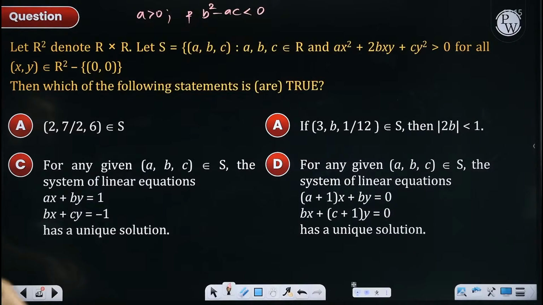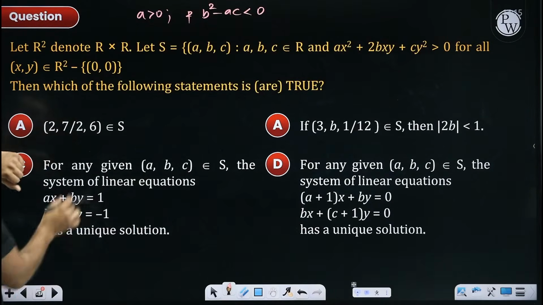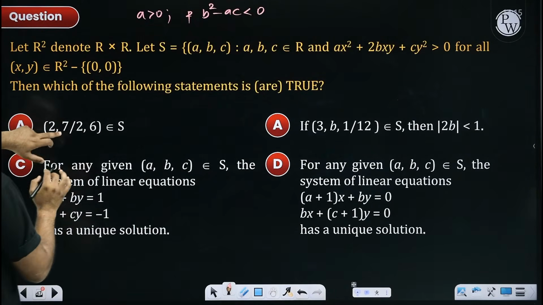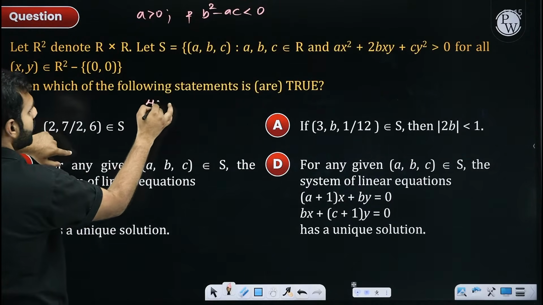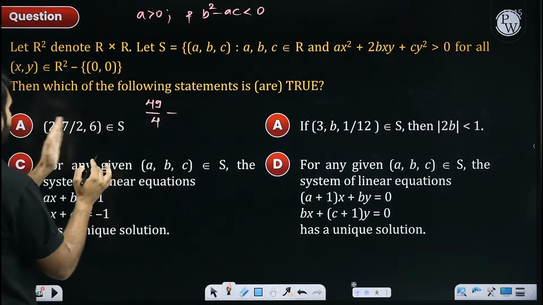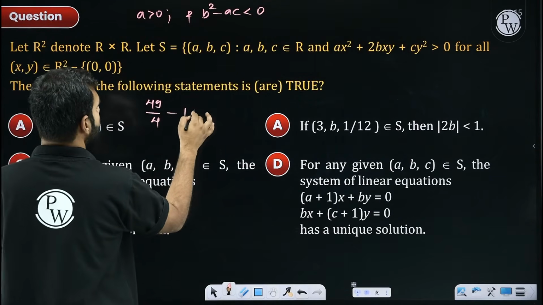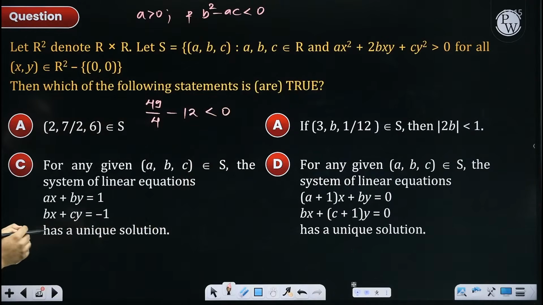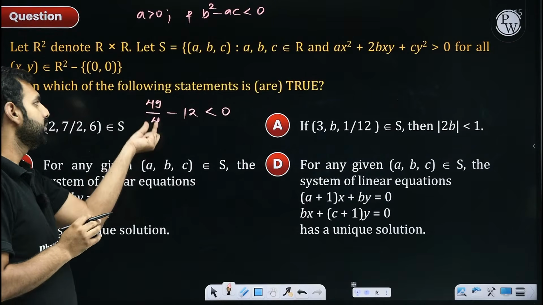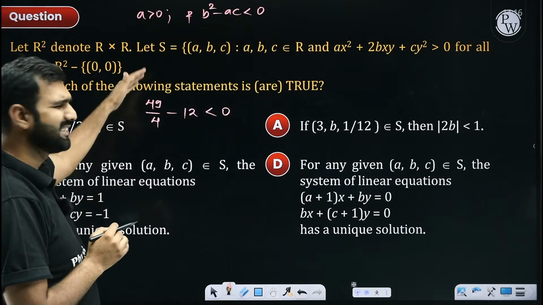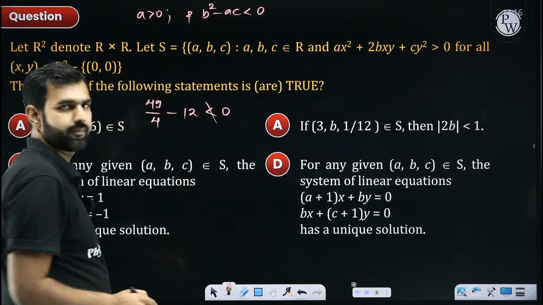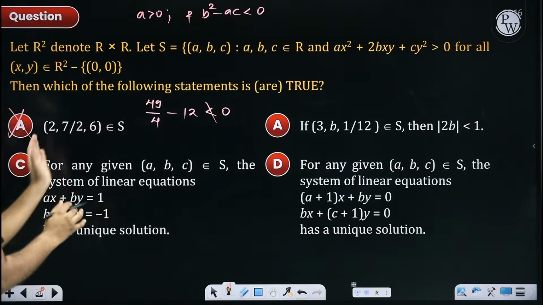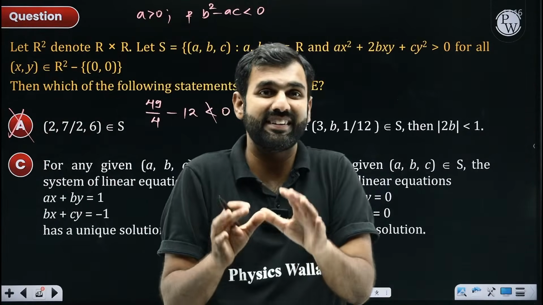So now let me talk about this. A is positive. So for option A, if I wish to check whether it belongs to that set or not, B square minus AC: B square is 7 by 2, that is 49 by 4, minus A into C. So 6 into 2 is 12. Is it less than 0? I don't think so, because 48 upon 4 is 12. So this is just slightly greater than 12. So 12 minus 2 is positive. So this is false, which means option A cannot be that triplet which will fall under that set S.